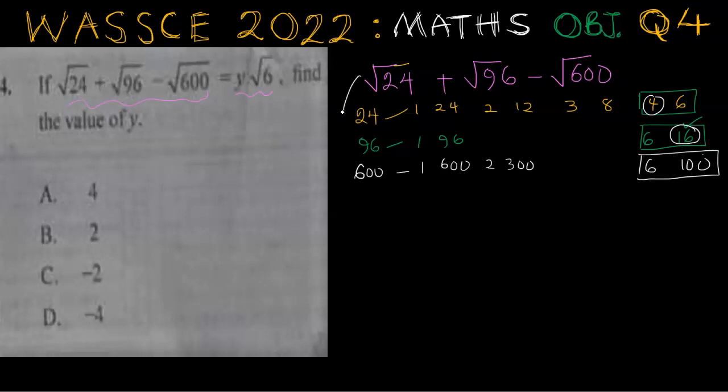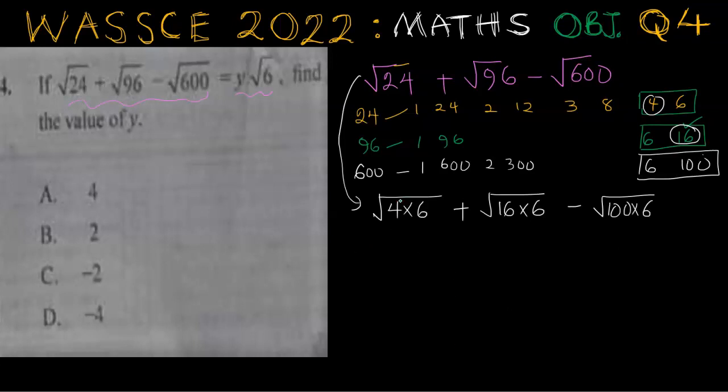Thus, this expression on the left of the question, root 24, can be written as root 4 times 6 plus, we found that root 96 is 6 times 16, so this is 16 times 6. I always prefer writing the square number first, doesn't matter though. Now the third one, 600 is 6 times 100, so I've got 100 times 6.